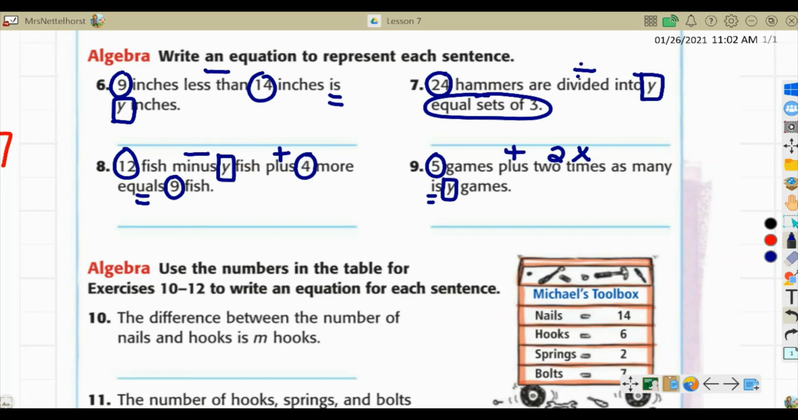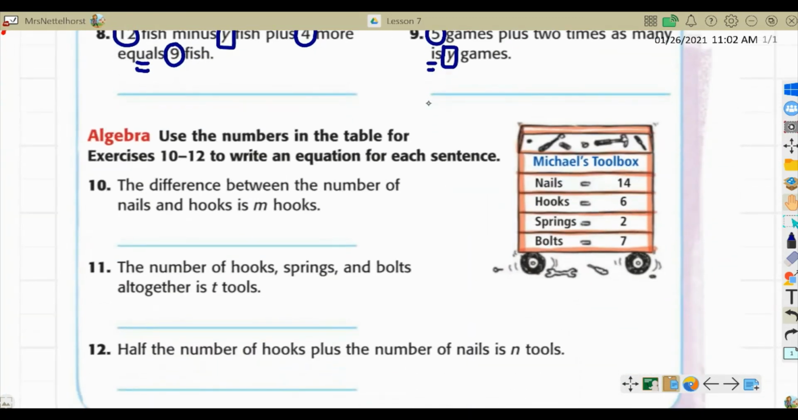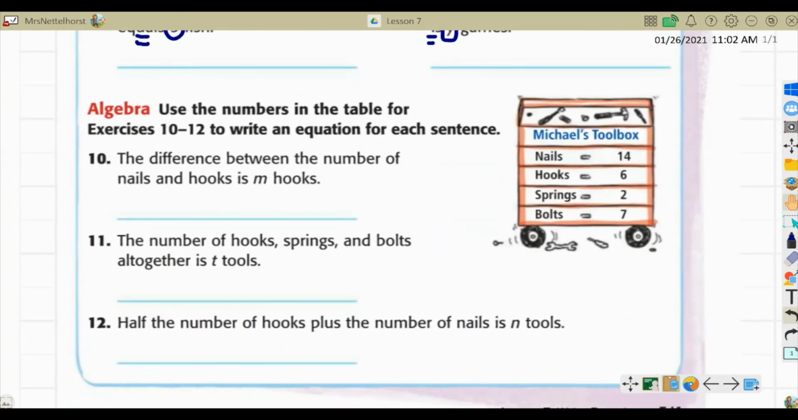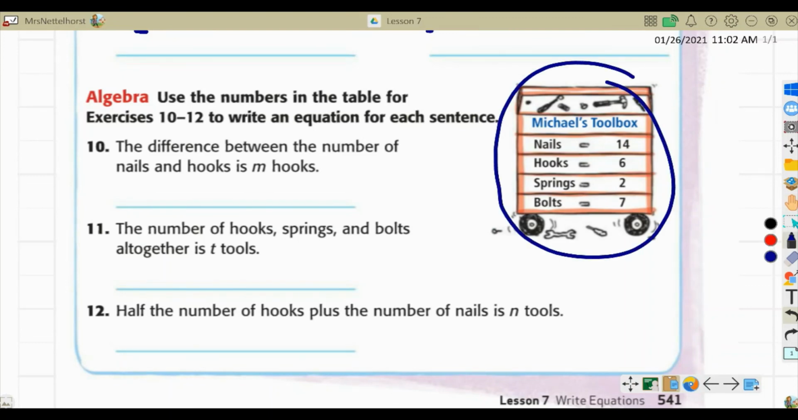Make sure that you're marking them up and that you're actually writing them. You don't have to solve them. You just write the equations. Okay, use the numbers in the table for exercises 10 through 12 to write an equation for each sentence. So you have this chart here, so I recommend that you read it carefully. Michael's toolbox, there's 14 nails, 6 hooks, 2 springs, and 7 bolts. Okay, the difference between the number of nails and hooks is M hooks.